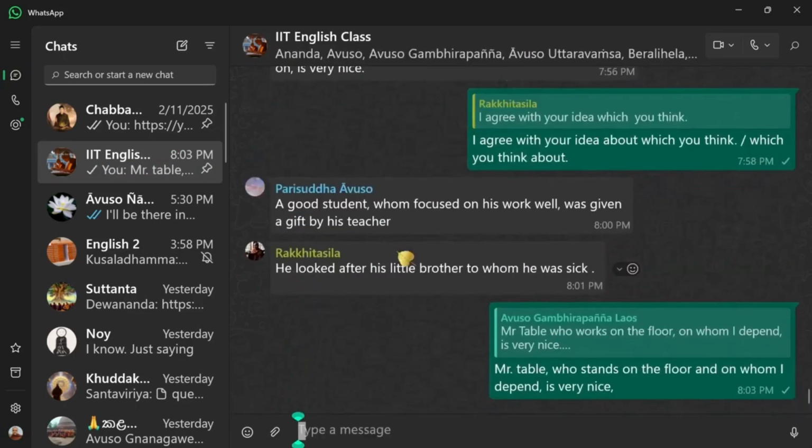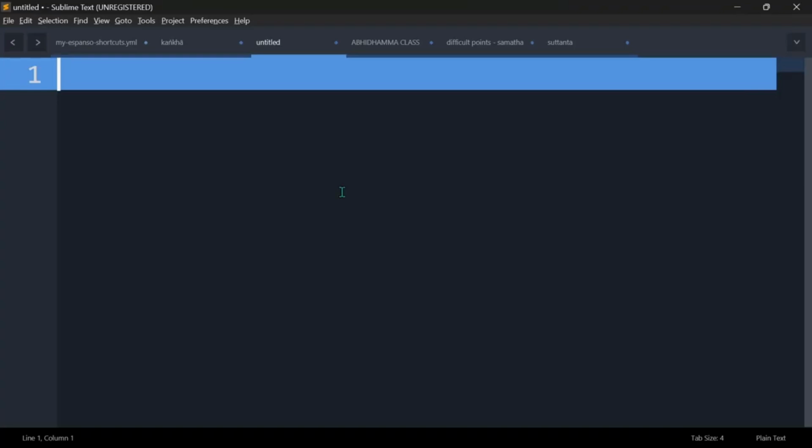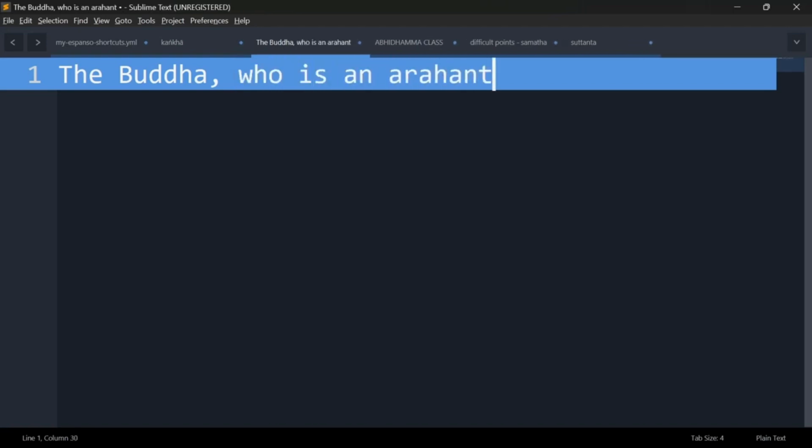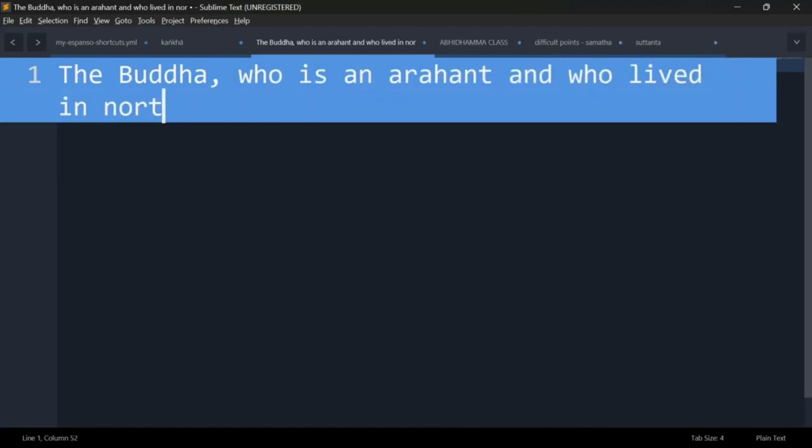Okay. You want to try one more of these with two relative clauses? We haven't practiced much. Let's try one more. Something simple, but with two relative clauses about the same noun. Let's try, for example, the Buddha, who is an arahant, and who lived in northern India. You see? Who is an arahant and who lived.